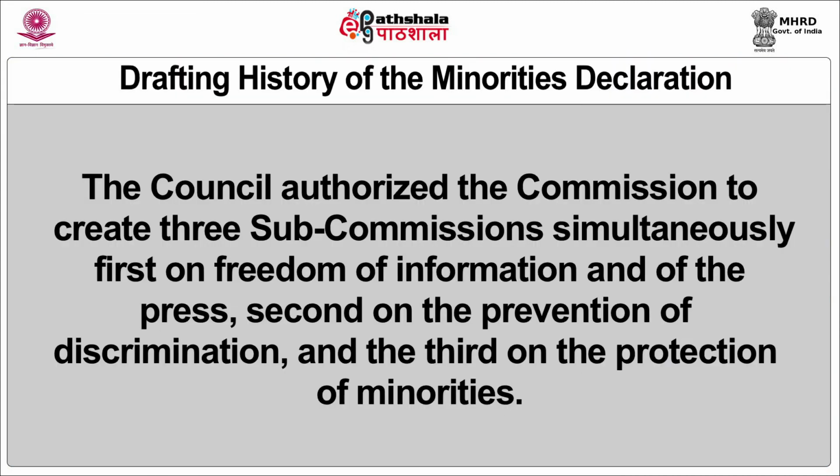The United States delegation suggested the Commission on Human Rights recommend the creation of a subcommission on freedom of information and of the press. The US move came in stark contrast to the Soviet delegation suggesting a similar body to prevent discrimination and protect minorities. The Council authorized the Commission to create 3 subcommissions simultaneously: first on freedom of information and of the press, second on the prevention of discrimination, and the third on the protection of minorities.